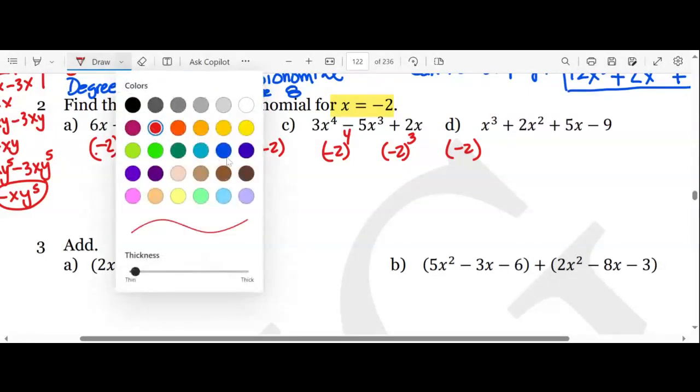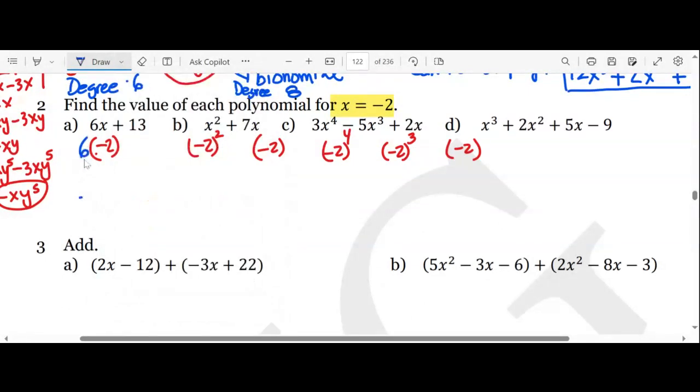Okay, then in the other color, I'm going to write the 6 plus 13. Here is going to be plus 7. Here is going to be 3 minus 5 plus 2. Okay, 6 times minus 2? Negative 12. Plus 3? Plus 13? 1. Negative 2 squared? 4. 7 times negative 2?